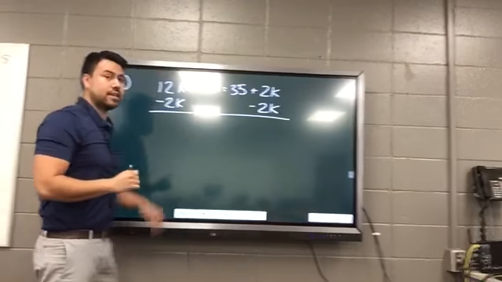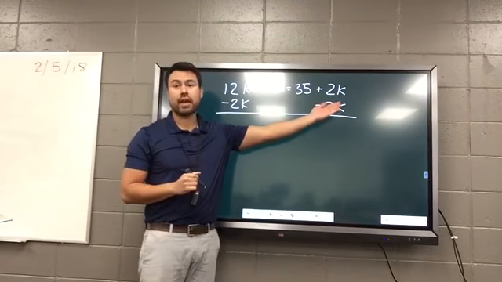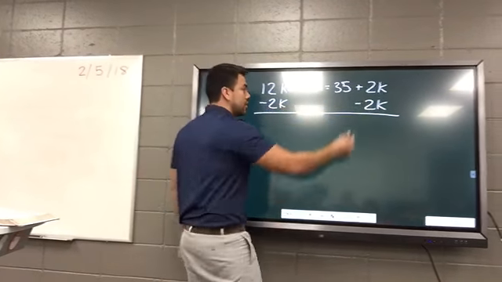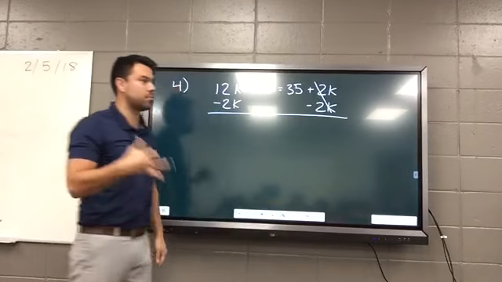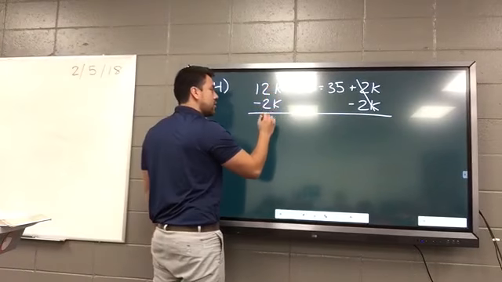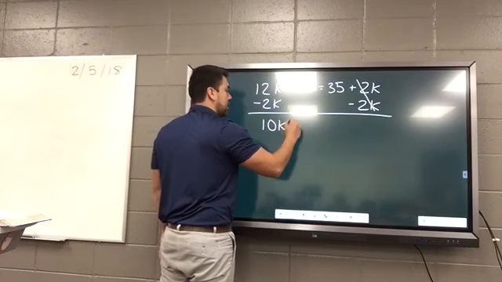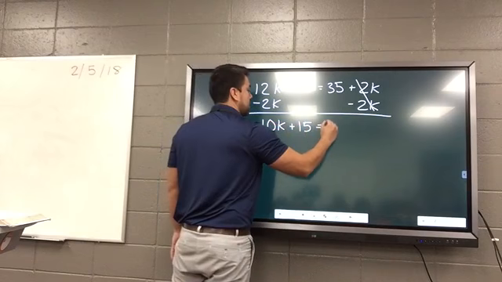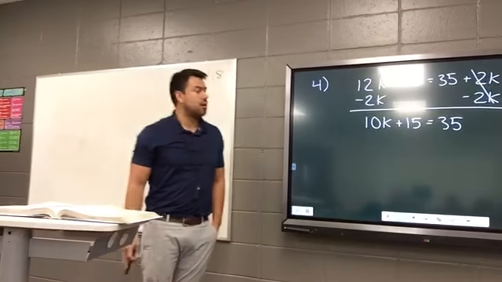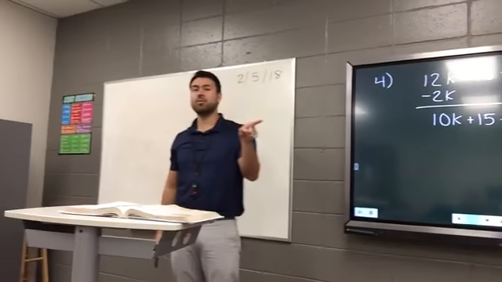So really what you did was you took the variable on the right and you sent it to the left. Do you guys see what I mean by that? Are there any more variables on the right? No. But then you add like terms here and you get 10k plus 15 equals 35. I got rid of that 2k. All right. So we set the variable on one side or the other.